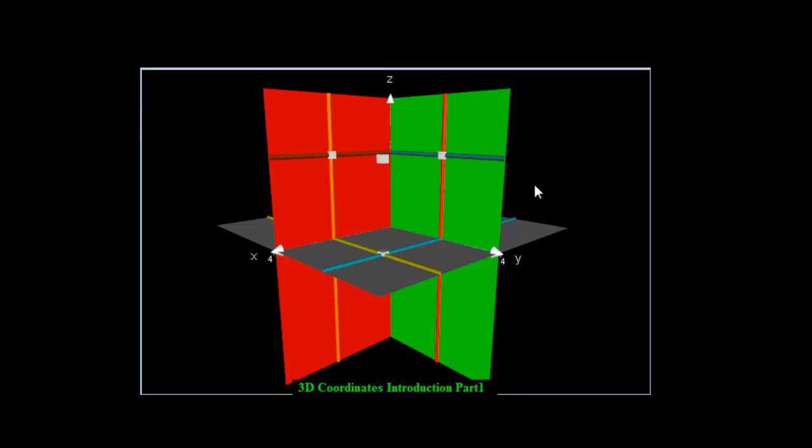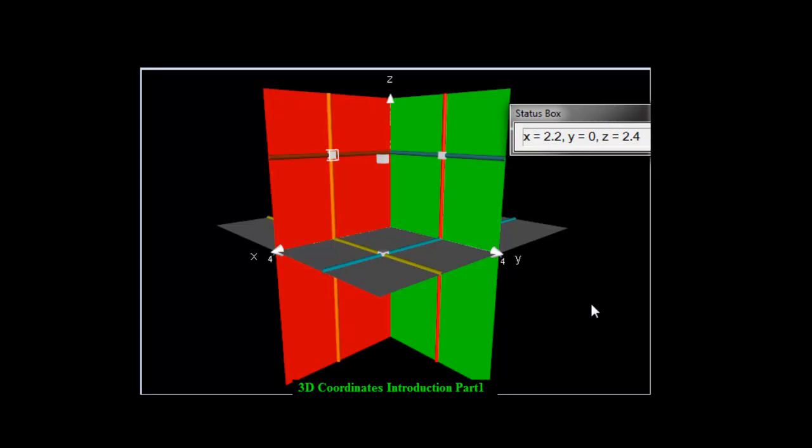So what happens at this point here? Well, it's in the xz plane, so you'll only have an x value and a z value. It's on that wall there. So, coming from the origin, we would come across that way. I don't know if you remember, it was 2.2, and in the z direction 2.4. There'll be no y value, and there it is. So 2.2, not going that way, we're going up 2.4.